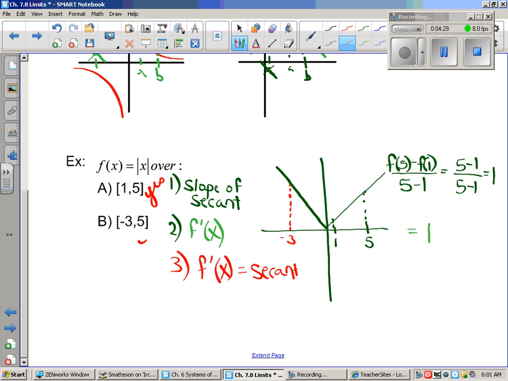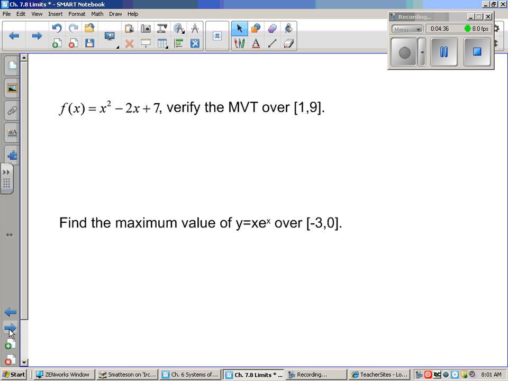And of course, the answer to that is no, because of the point here, or the jagged edge. Well, let's continue on in our discussion about mean value theorem. Let's remind ourselves how to verify it. f of x this time is equal to x squared minus 2x plus 7. We're going to verify the mean value theorem from 1 to 9.